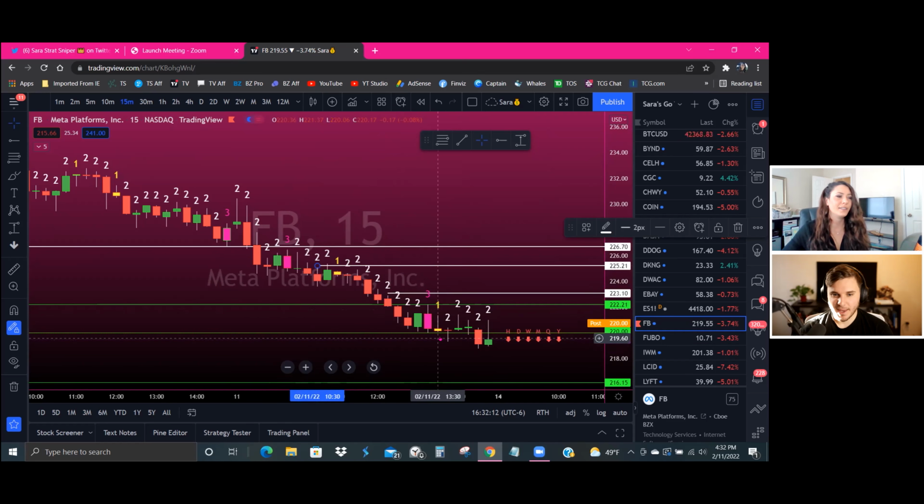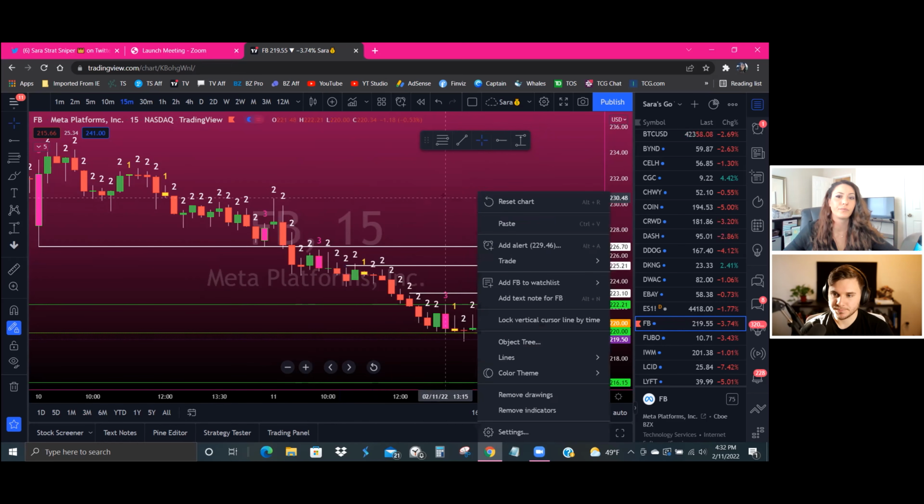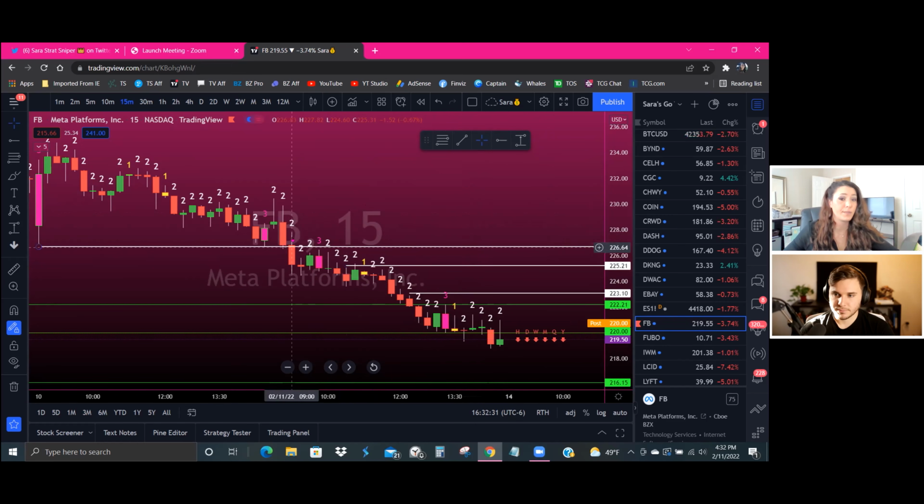I know you mentioned you can use this on any time frame, but personally, what do you like best to execute on during the day? The 15. And is that what you're watching to enter the trade as well? That's what I'm executing. I'm watching all the time frames, but I prefer to execute on the 15. Perfect.